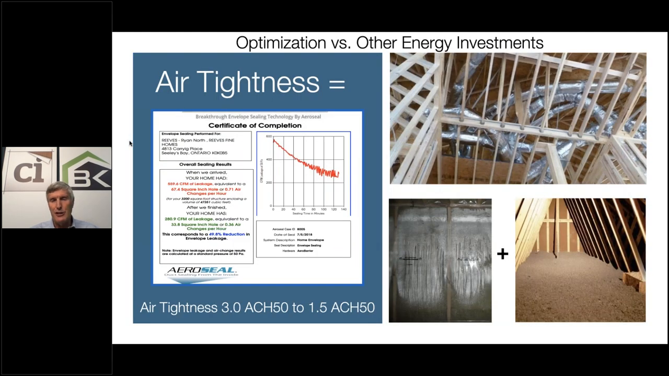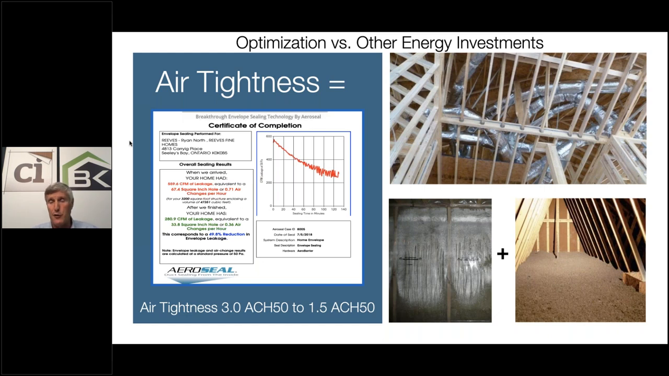So that optimization. Other little examples. Getting that air tightness from 3 down to 1.5 is roughly the same as putting your ducts in conditioned space. We all know that we need and want to get ducts in conditioned space in the south. Absolutely, we need to do that. Getting that air tightness level from 3 down to 1.5 has roughly the same benefit of putting your ducts into conditioned space.